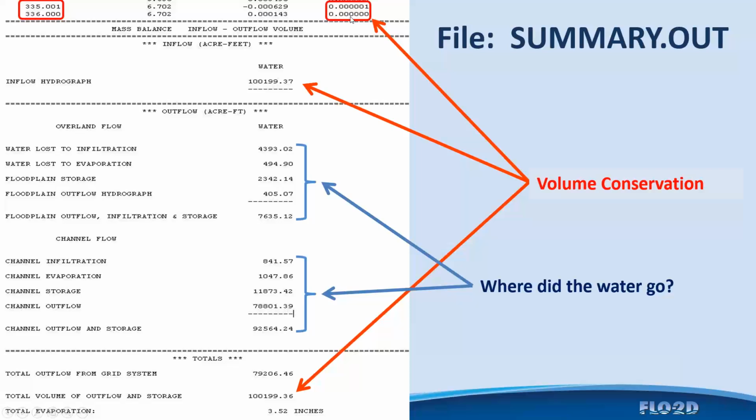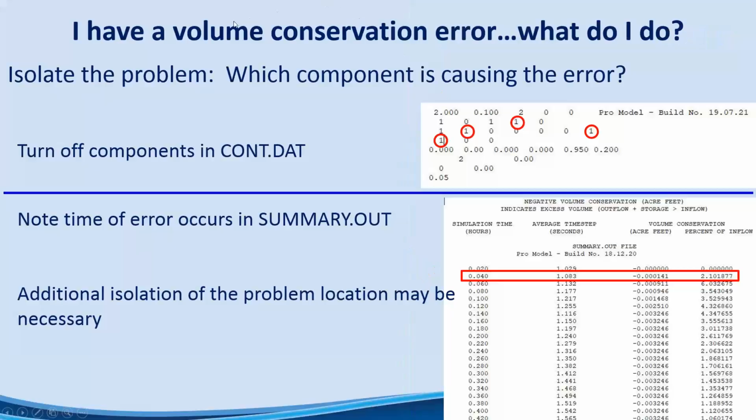So for volume conservation, when you run something over the weekend and you come in Monday morning, this is the first file you should look at. And if other models give you this kind of information, great. Not all models do. If you have a volume conservation error, the first thing that you should do is try to isolate the problem. Which component is causing the error?